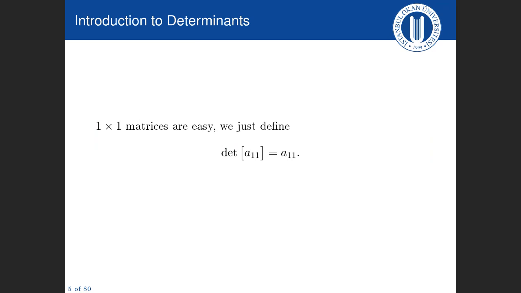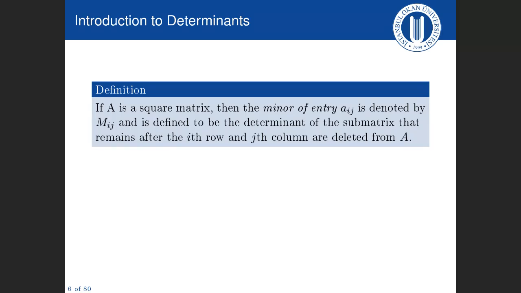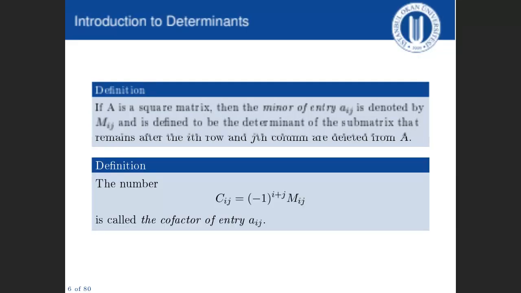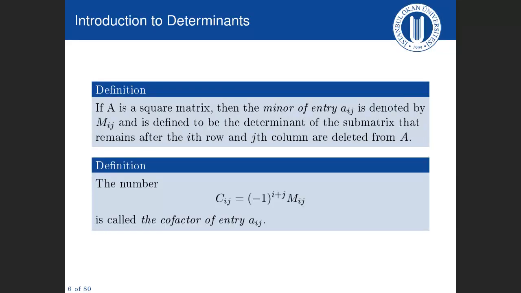2 by 2 matrices we also know how to do. What about bigger square matrices? First, we need to introduce two new concepts. If A is a square matrix, then the minor of entry Aij, which we write as capital M subscript ij, is the determinant of the submatrix that we get if we delete the ith row and the jth column from A. And then after we've got the minor of entry Aij, we can get the cofactor of entry Aij. Cij is minus 1 to the power i plus j times Mij.